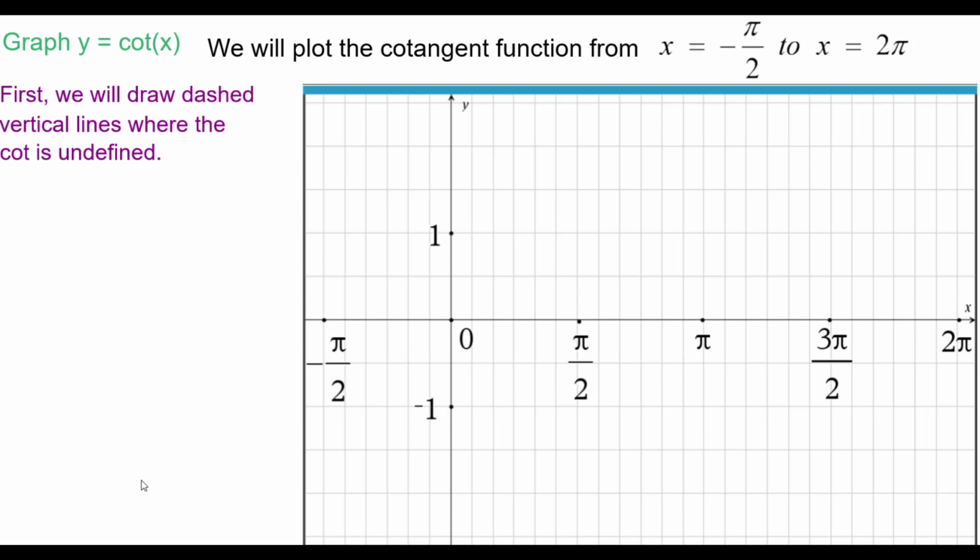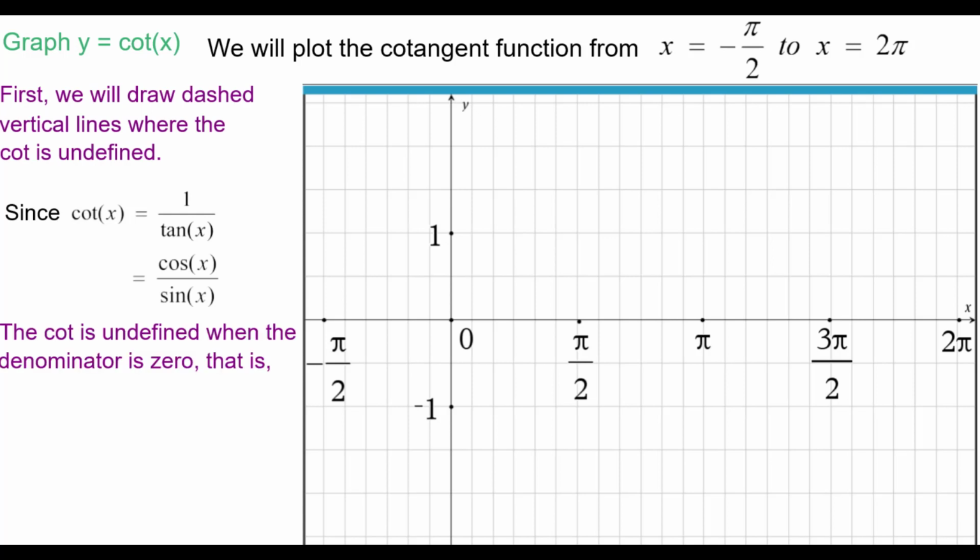First, we'll draw dashed vertical lines where the cotangent is undefined. Since the cotangent is the reciprocal of the tangent, or we could also write it as the cosine of x divided by the sine of x, the cotangent is undefined when the denominator is 0. That is, when either the sine or the tangent is 0, and they happen to be 0 at the same places.